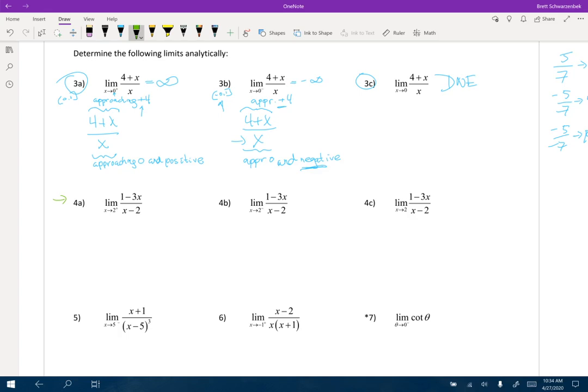But make sure that you completely understand it before going in that direction. So we have our function we're going to analyze. What is a value immediately to the right of 2? Well, let's pick 2.1.